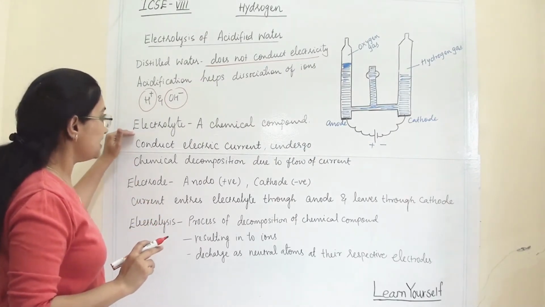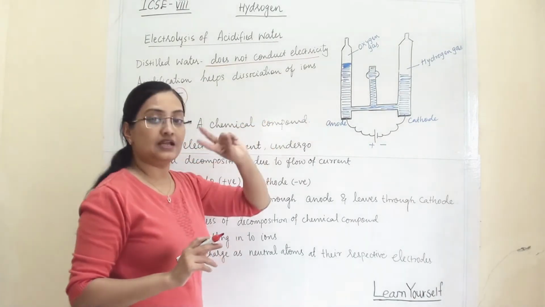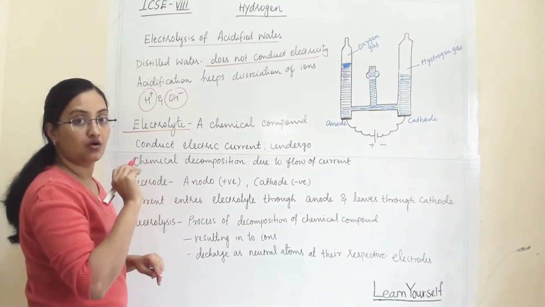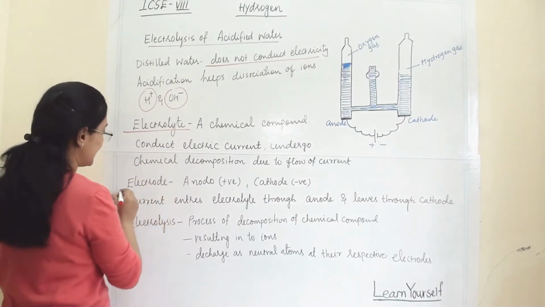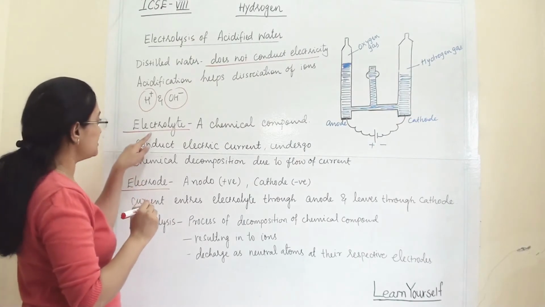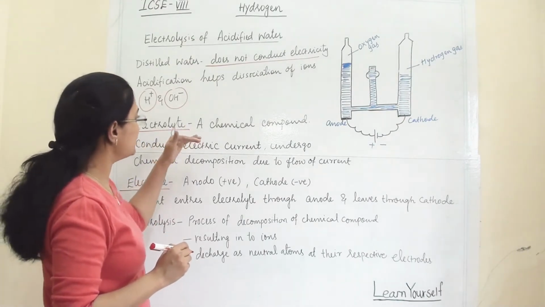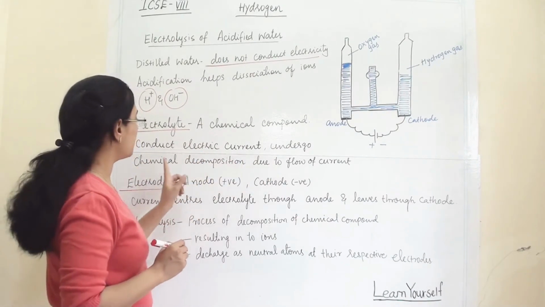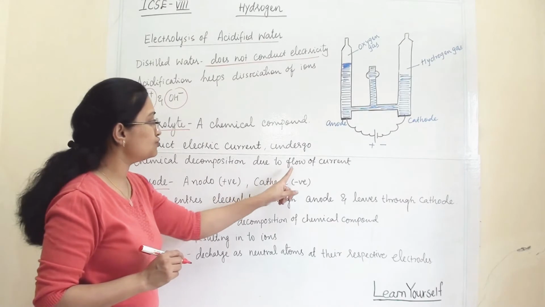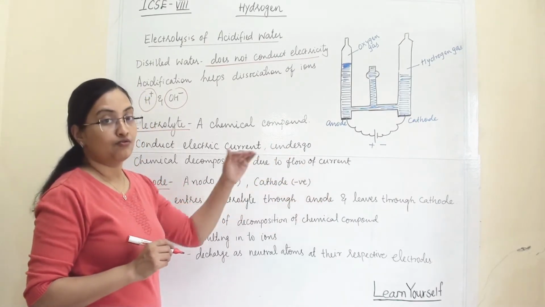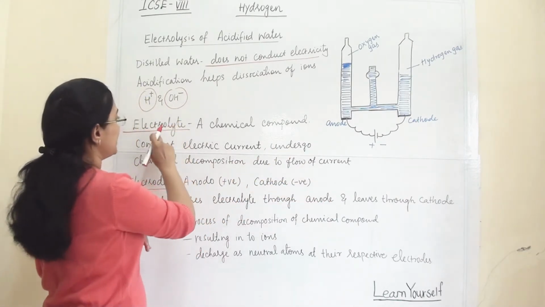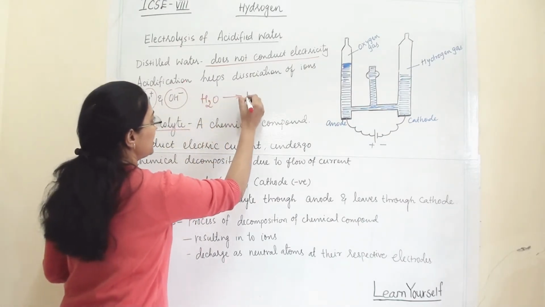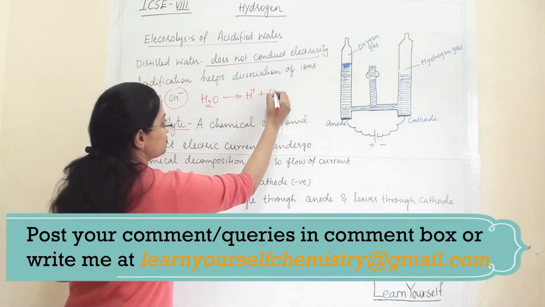Now, in this electrolytic cell, there are two main important terms. First is the electrolyte or electrolytic solution, and second is the electrodes. First we will see the electrolyte. What is an electrolyte? A chemical compound which conducts electric current and undergoes chemical decomposition due to the flow of current. For example, here we have taken water as the electrolyte.